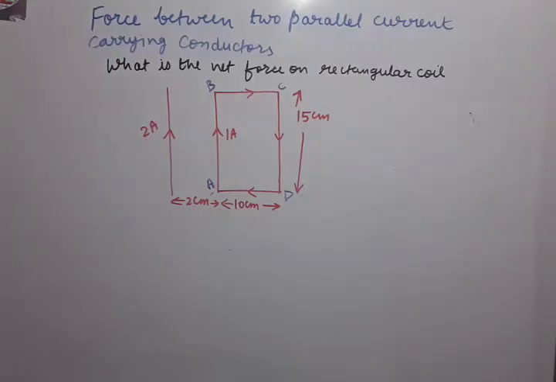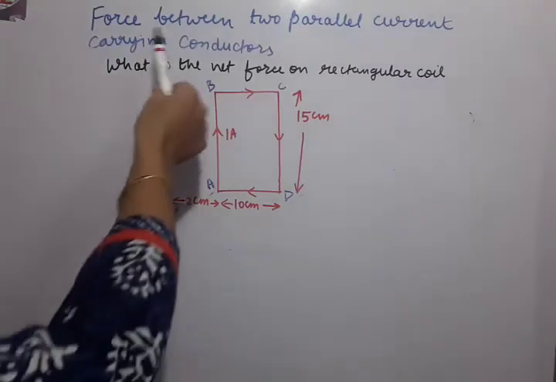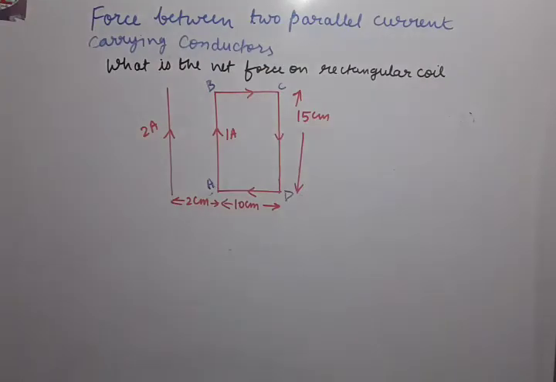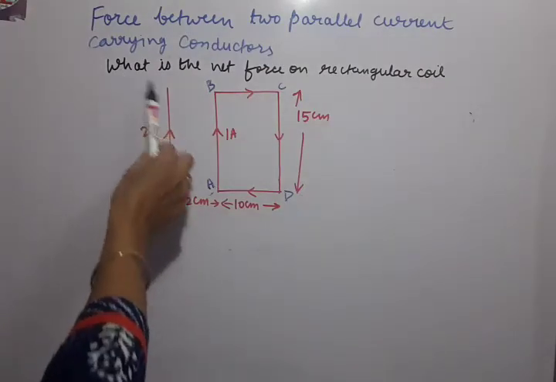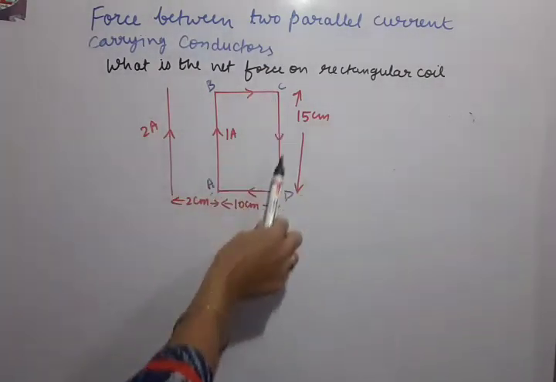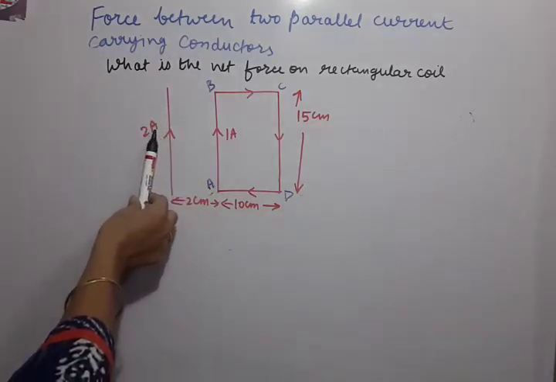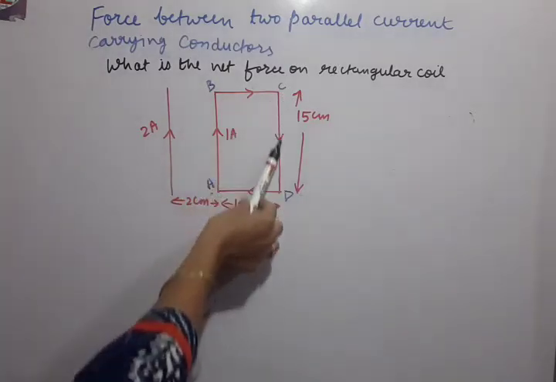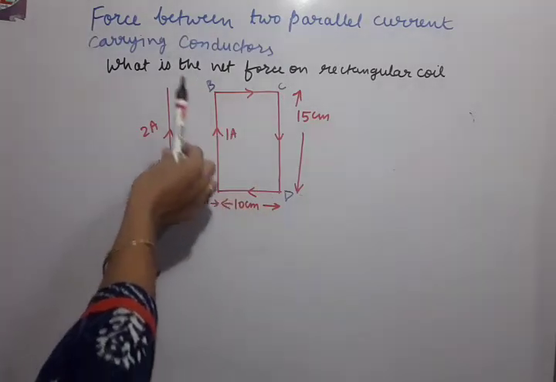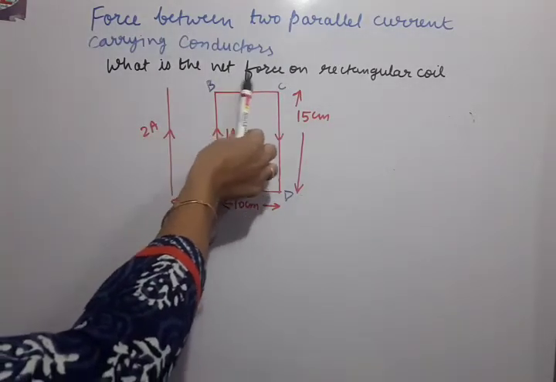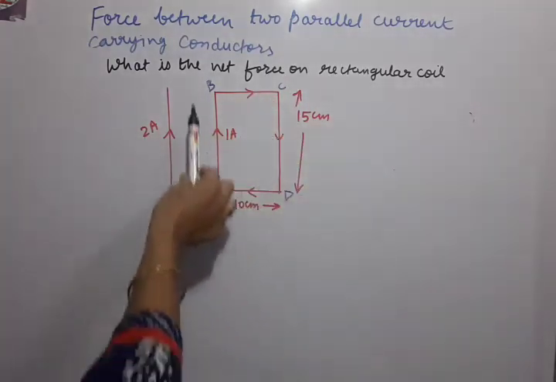Now let us understand one question on the force between two parallel currents topic. Here we are given a rectangular coil and one wire is separately shown. Here 2 ampere current is flowing, and in this rectangular coil 1 ampere current is flowing. We have to calculate the net force on this coil.